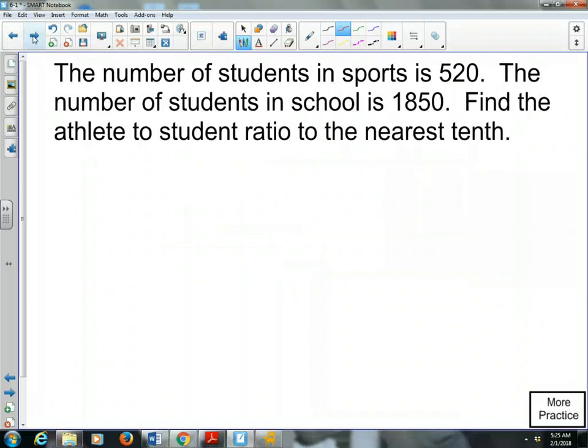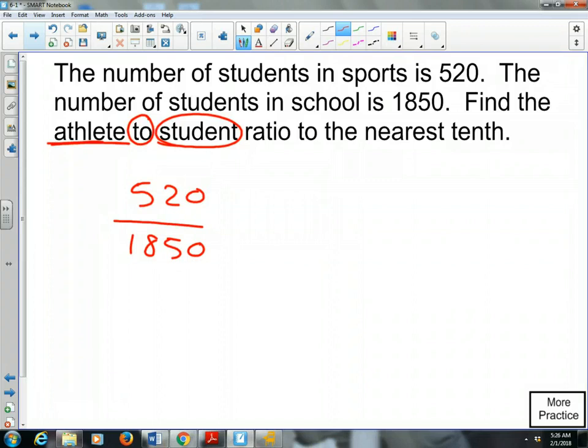So we're going to write a ratio of the athlete to student ratio in this school. There are 520 students that are in sports, and there are 1850 in the school. Find the athlete to student ratio. The way this is worded is very important. It says athlete first, and then the student comes second. If I write it as a fraction, the athletes come first, 520, and then 1850 is the total number of students. So there's the ratio, 520 to 1850. We could reduce this, but our directions say find the ratio to the nearest tenth. So we take 520 divided by 1850 in our calculator and we get the decimal 0.3. So it's a 0.3 to 1 ratio.